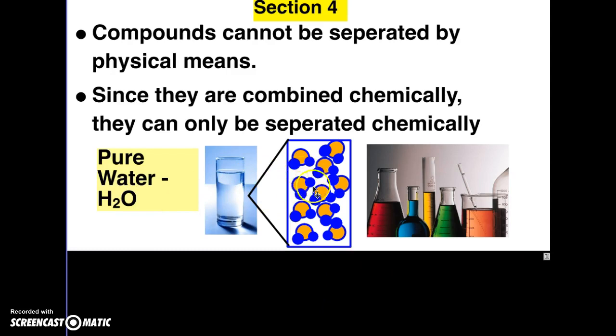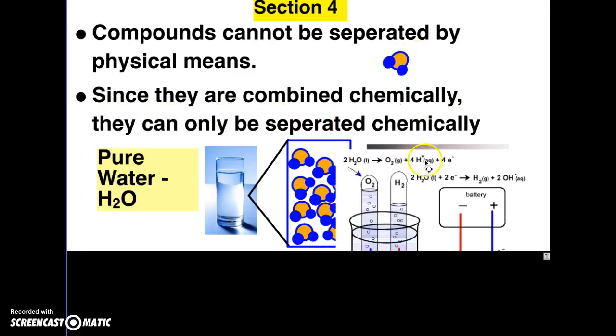Hydrogen and oxygen chemically combine to form a water molecule. Now, I cannot separate that molecule by physical means. That means with my physical body. Now, I might even be able to take out one water molecule from the whole bunch, but once the oxygen and hydrogen are chemically bonded, I can't do anything to separate them by just using physical means. Since they're combined chemically, they can only be separated chemically.